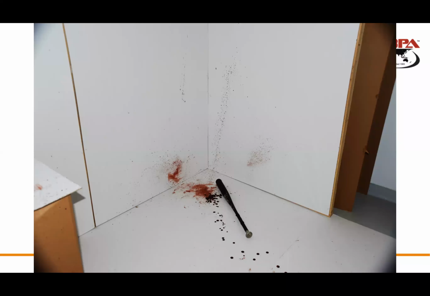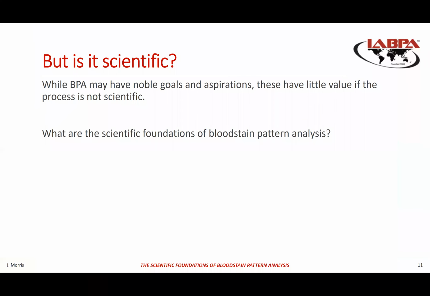So going back to this image again, the questions may be, where was the victim? Was the victim standing up as the suspect is saying, or was the victim on or near the ground? How many times was this person struck? Was the bat involved, or was some other weapon involved? What were the actions of the individuals after these events? Bloodstain pattern analysis has the potential to answer some of those questions.